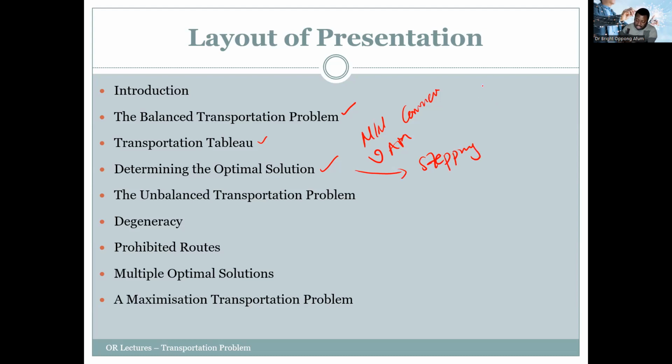method. And in this lecture, we shall be looking at the second method called the modified distribution method, simply called MODI. So stay with me as we walk through this lecture.